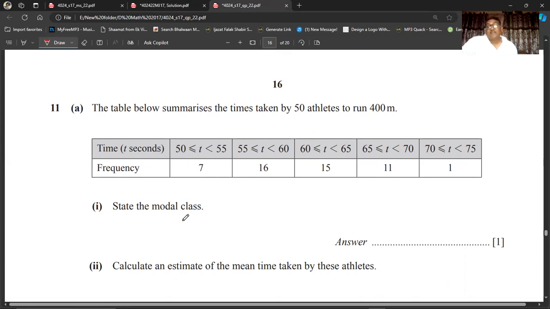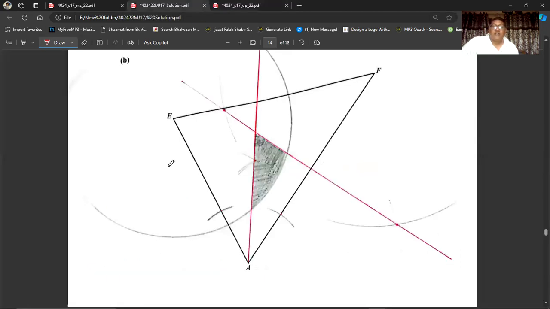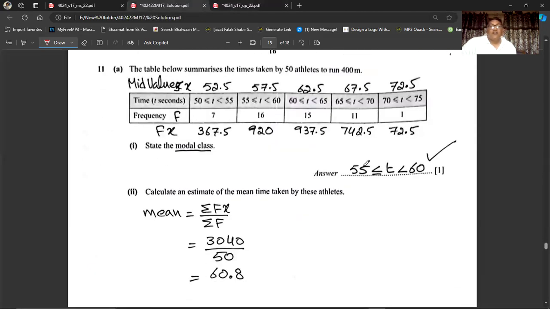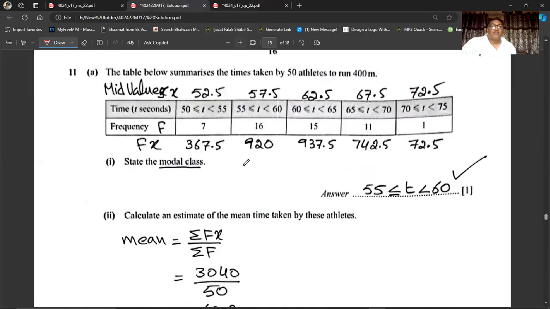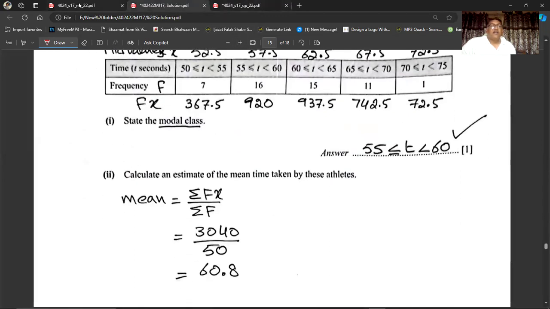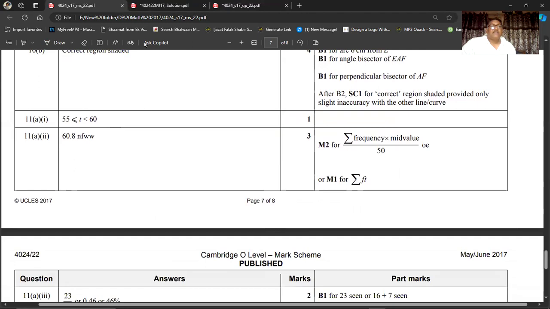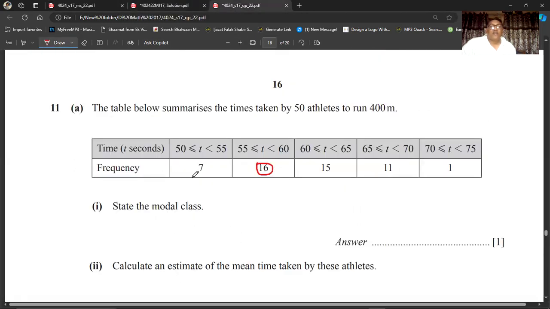State the modal class. The modal class is the class which has the highest frequency, and the highest frequency is here. Its modal class is this. So the modal class is this. I hope you understand. Okay, and let me look at the marking scheme. The answer is right. Okay, so we are going to the next question.